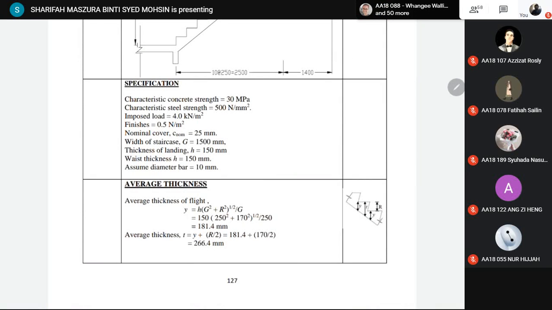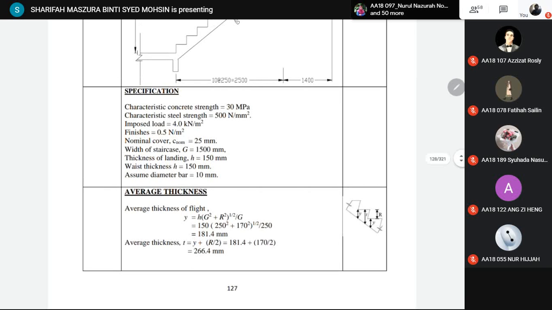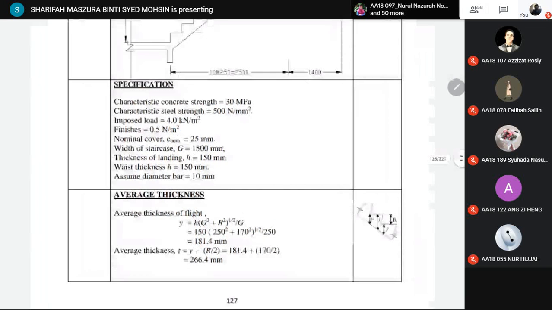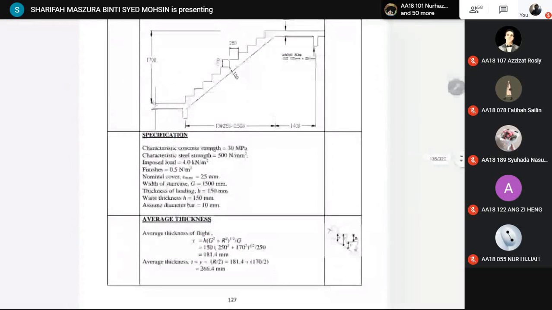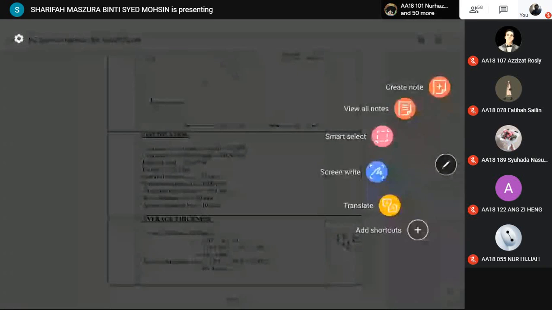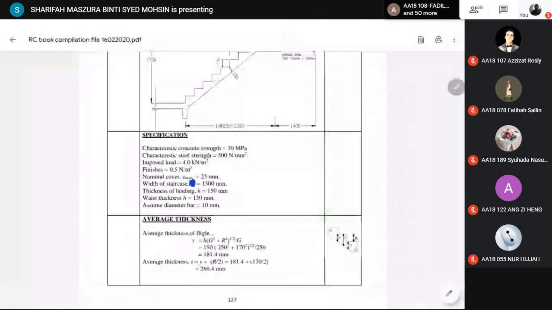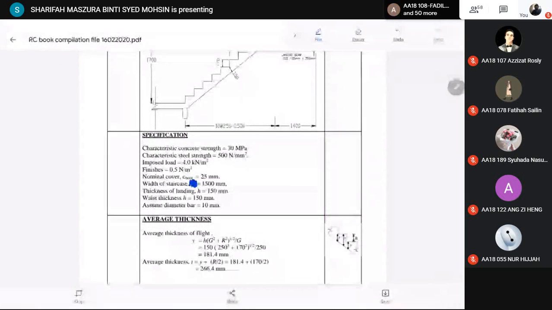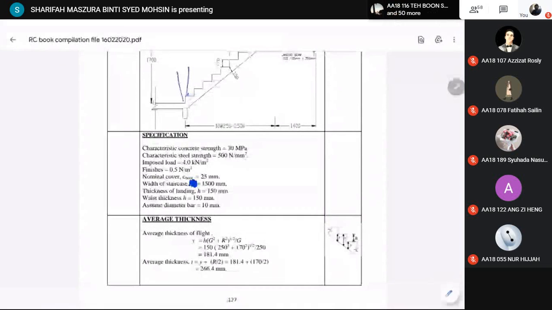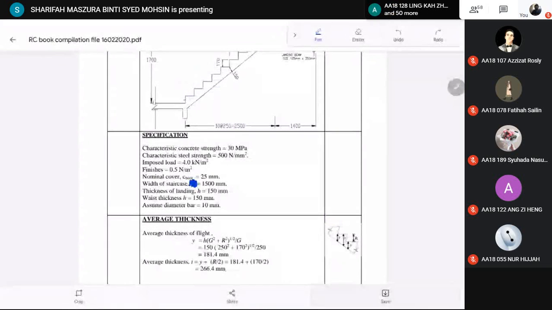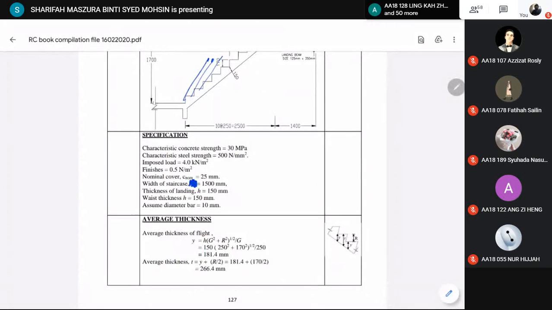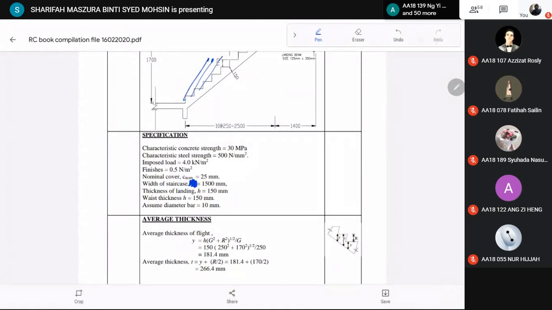So the width of the staircase is not clear. The width of the staircase meaning the staircase width to the side is 1,500 mm.